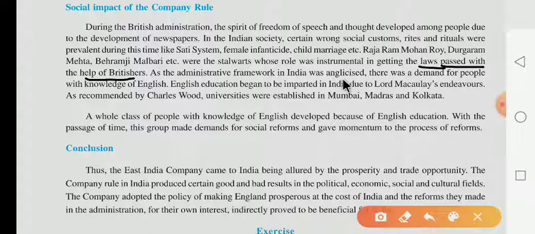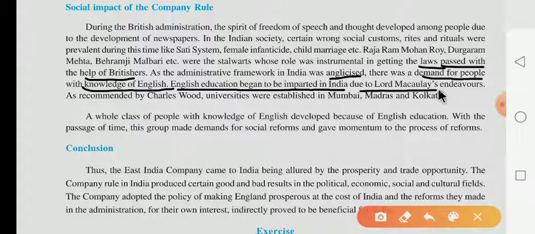What is the meaning of Anglicise? Anglicise means to make English in form or character. There was a demand for people with knowledge of English, and that is why the British started English education in India.